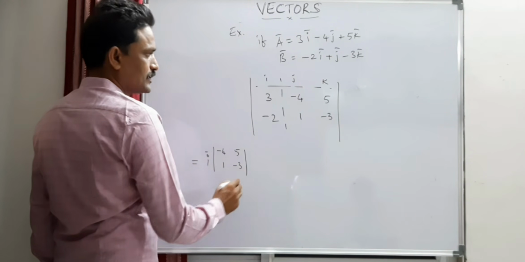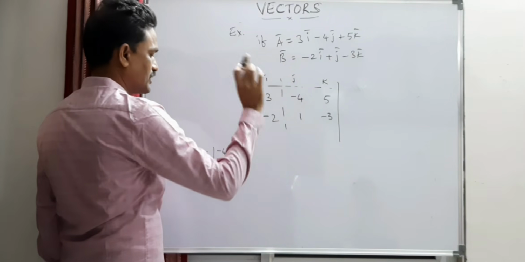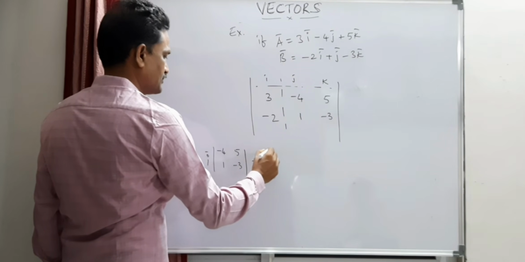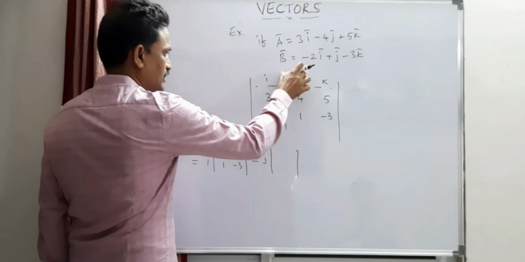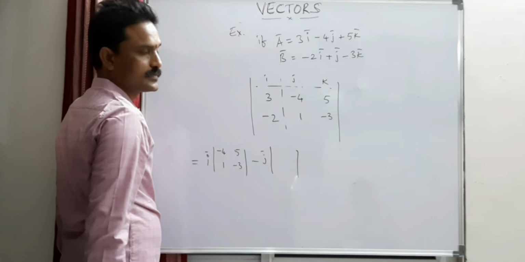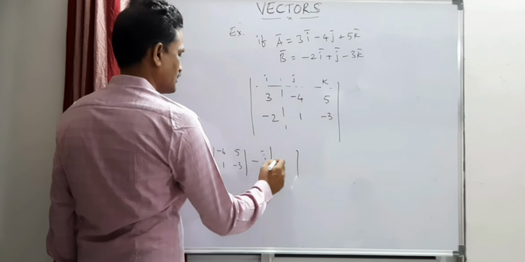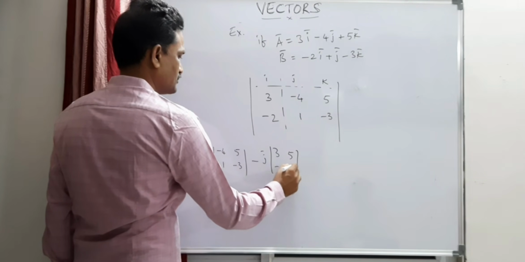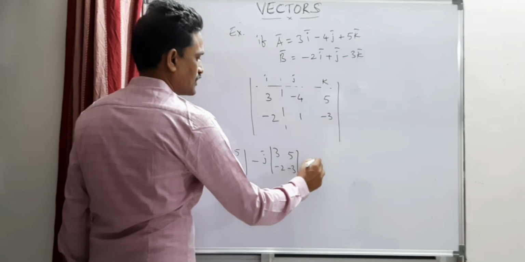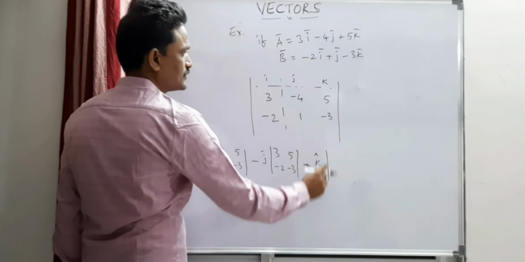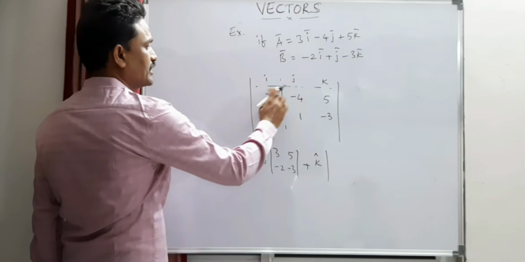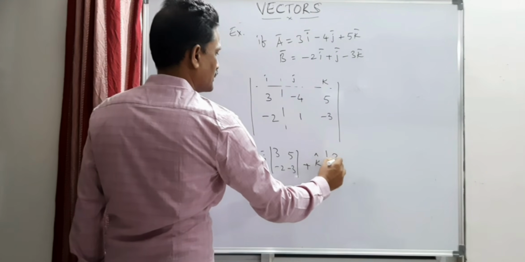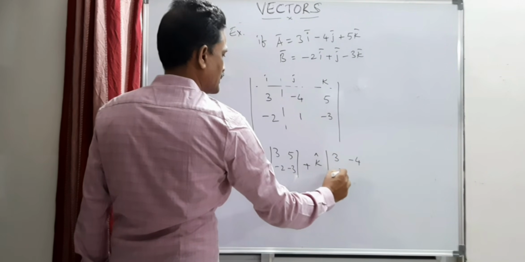If you want, you can write the next step also, but no need to write this step. For the second one, as I told you, you have to keep minus sign, so minus j. So leaving this, remaining are 3, 5, minus 2, minus 3. But for k you have to put plus only. So leave this column. So remaining are these two: 3, minus 4, minus 2, 1.